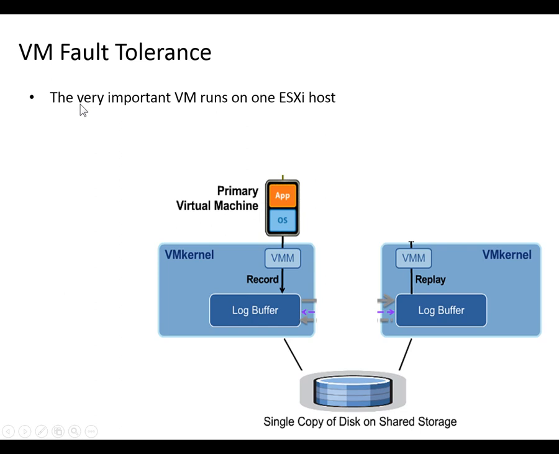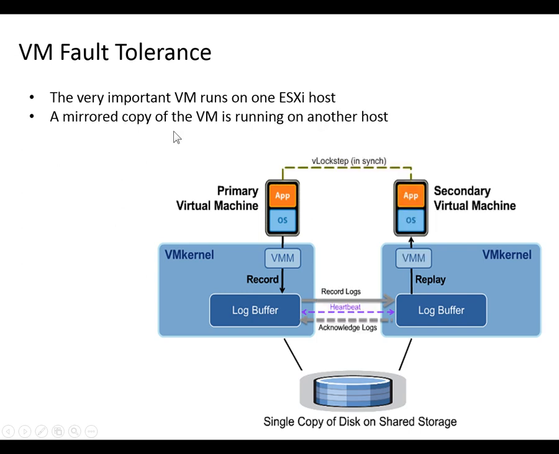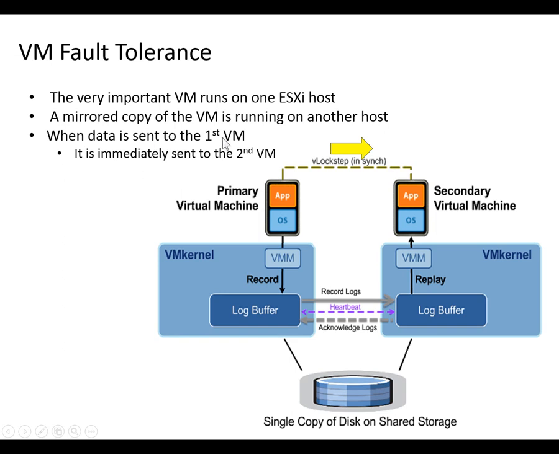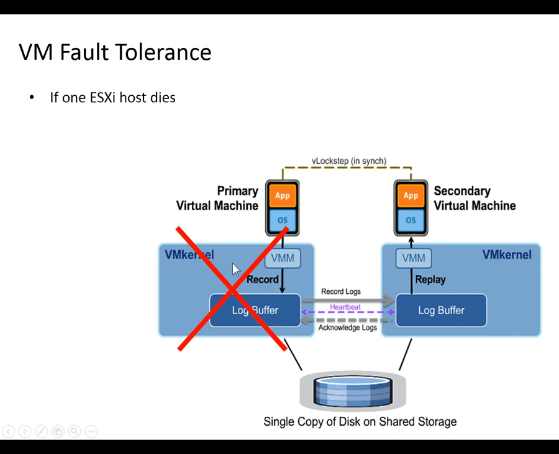In VM fault tolerance, the very important virtual machine runs on one ESXi host. And then on another ESXi host, a mirrored copy of that virtual machine is running. Whenever data is sent to the first virtual machine, it is immediately sent to the second virtual machine, so they are constantly in sync. If one ESXi host dies, the virtual machine on the other ESXi host is immediately available.